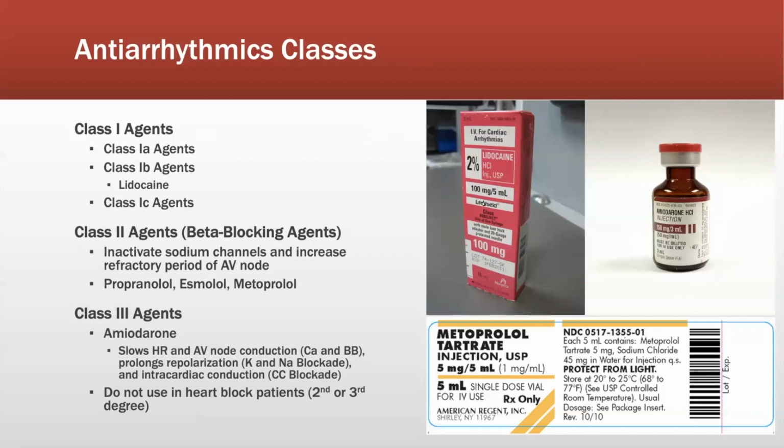Class 2 agents are your beta blocking agents that we already kind of went over. How these medications work as antiarrhythmics is that they help to inactivate the sodium channels and therefore increase the refractory period of the AV node. Then moving on to class 3 agents, this is amiodarone. This works by slowing down the heart rate and AV node conduction, prolongs repolarization, and intracardiac conduction. It's important to know to not use amiodarone on heart block patients, 2nd or 3rd degree, because this will significantly impact or further reduce your AV node conduction, which is contraindicated for these patients.